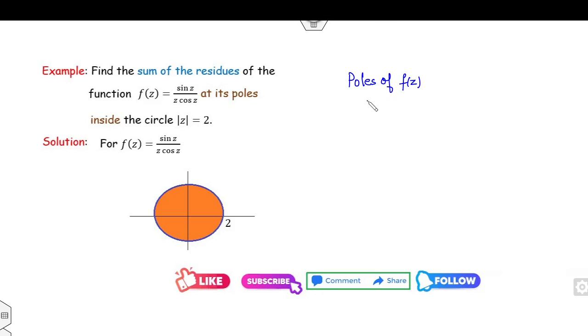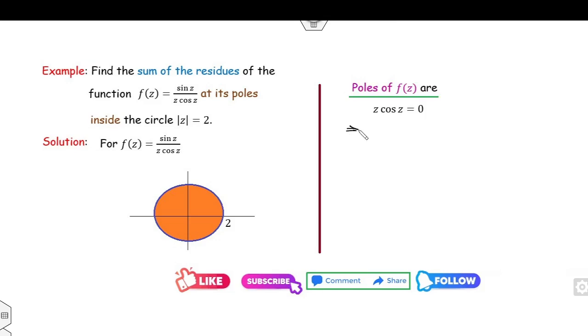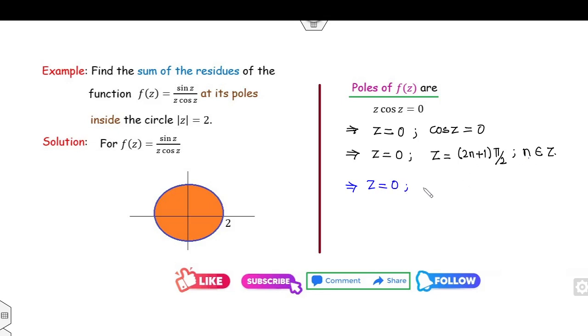I can set the denominator equal to 0. So z cos z is 0. This implies z is equal to 0 or cos z is equal to 0. So z is equal to 0, and the zeros of cosine are (2n + 1)π/2, where n is an integer. I can substitute the values of n. When n is 0, it is ±π/2. For n equal to 1, it is ±3π/2, and so on.